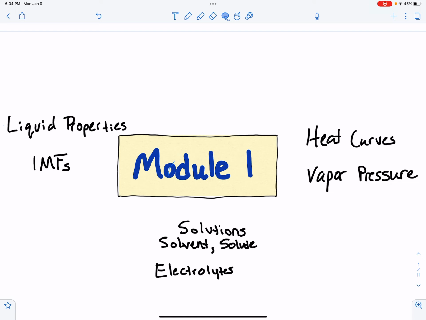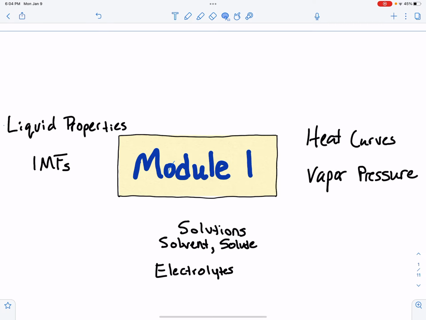So this week, part 1 is going to start off with liquid properties and intermolecular forces. Then it's going to move over to heat curves and vapor pressure. And finally, you're going to end with solutions, solvent, solute. This is also about saturation and electrolytes. So what does this really mean?